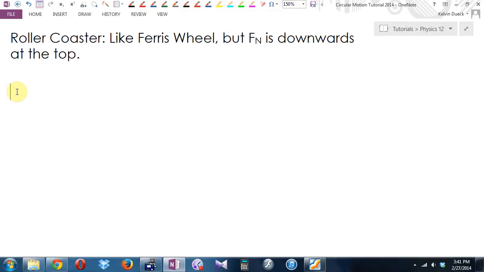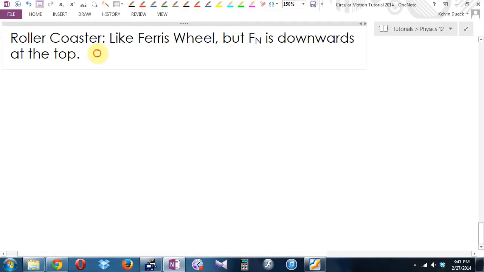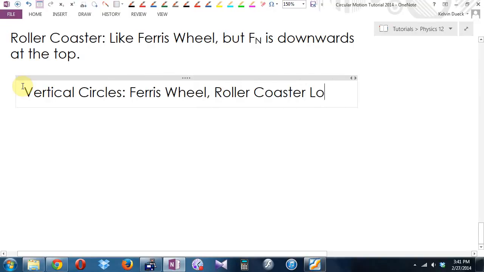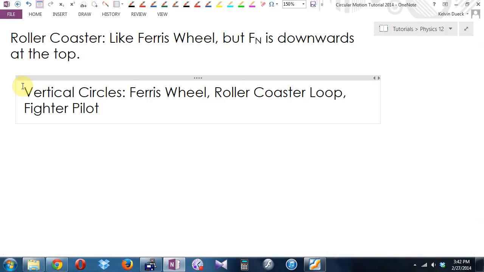Let me look at my notes here. Yeah, okay, so looking at my notes here, roller coaster, like vertical, like Ferris wheel. So vertical circles: Ferris wheel, roller coaster, loop, or fighter pilot. Or I think in your homework there was even one, a car going over the top of a circular hill. That's a vertical circle.